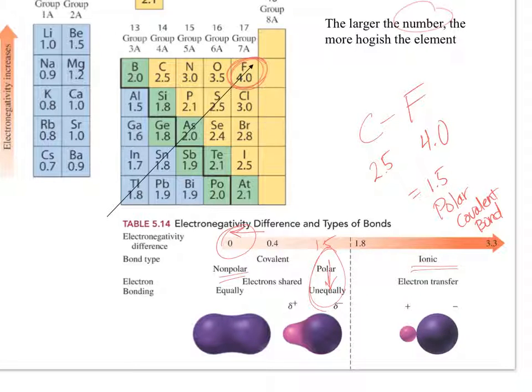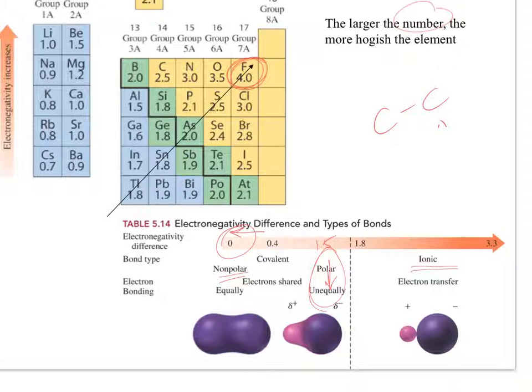Now an example of that would be if I had, let's say, 2 carbons. Well, each carbon is 2.5. 2.5 minus 2.5, there's 0 difference in strength. 0 is nonpolar. Nobody wins the game of tug of war. It's equal sharing between the two.